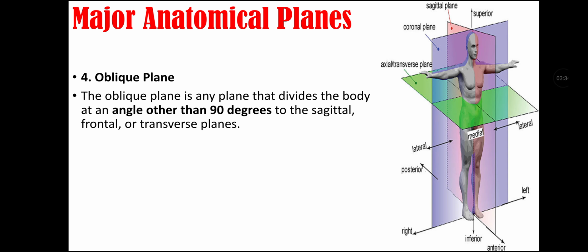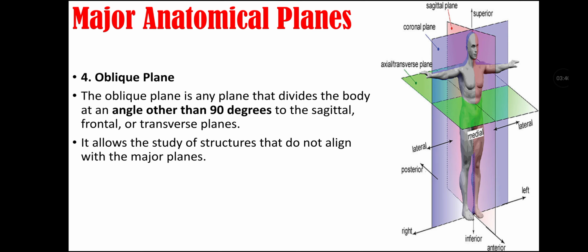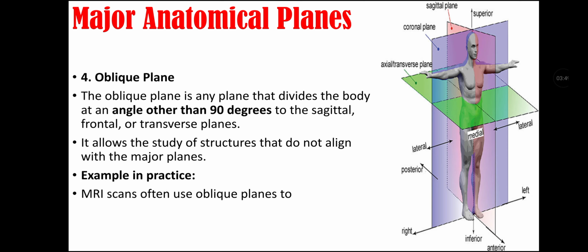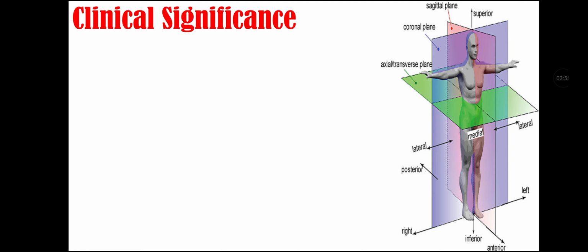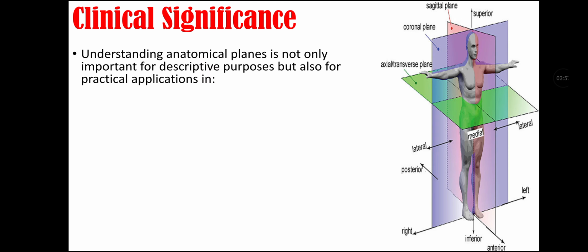It is not parallel to sagittal, frontal, or transverse plane, nor is it perpendicular. It allows the study of structures that do not align with the major planes. Examples in practice are MRI scans that often use oblique plane to provide better imaging of certain organs or tissues. Clinical significance of anatomical planes.